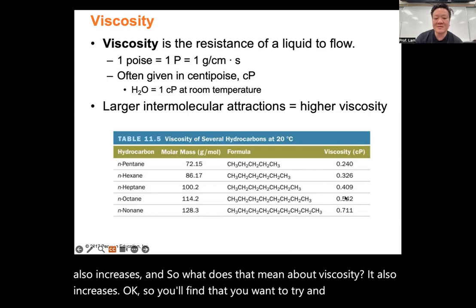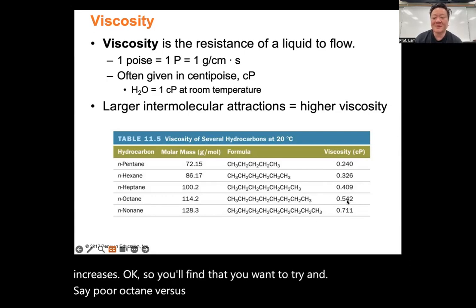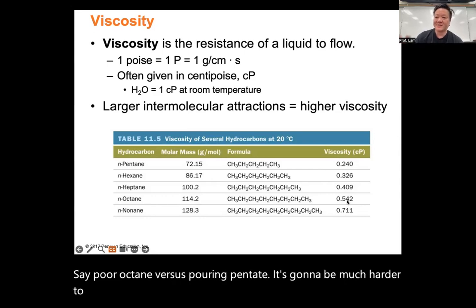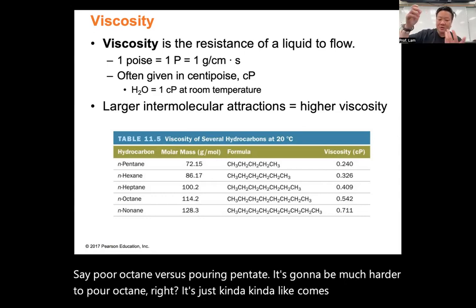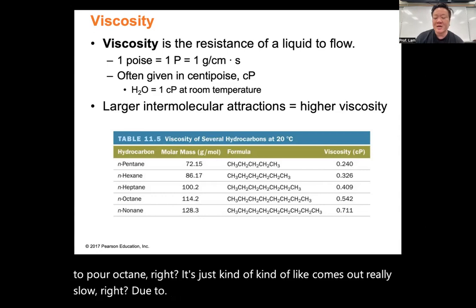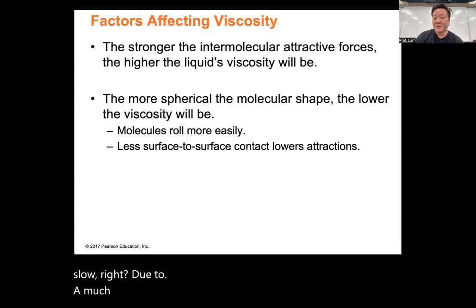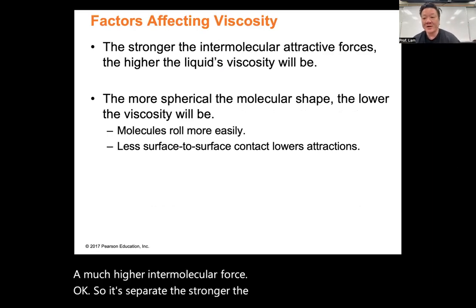Okay, so you'll find that if you try and pour octane versus pouring pentane, it's going to be much harder to pour octane, right? It just kind of comes out really slow, right? Due to a much higher intermolecular force. Okay, so in summary, the stronger the IMF, the higher the liquid's viscosity will be.